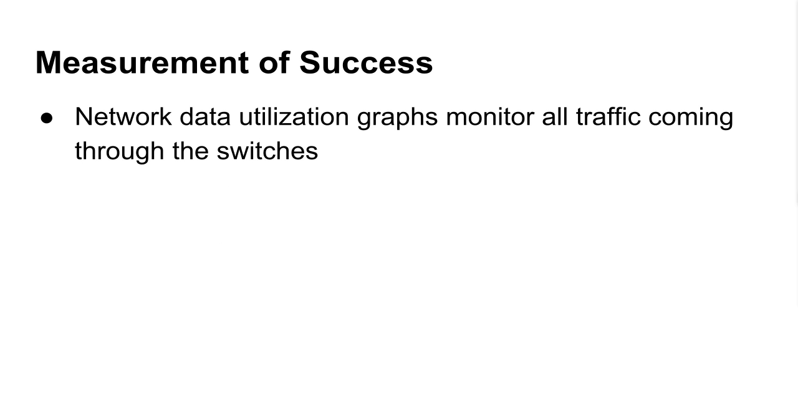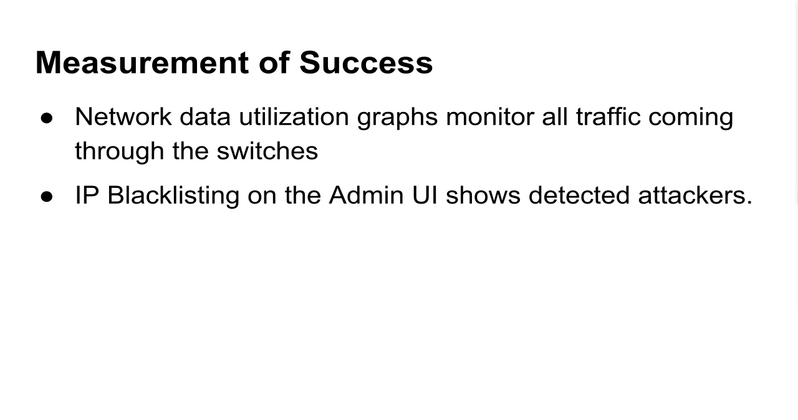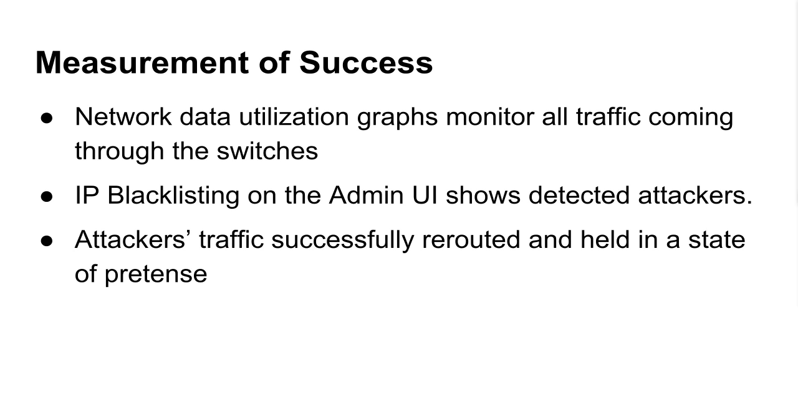For our measurements of success, we're basically having network data utilization graphs that monitor all the different traffic coming across the switches so that an administrator can make knowledgeable decisions about how to control the flow of the network. We want to be able to blacklist the IPs and show where the attacks have come from before, so that it can be used in the future. And we also want attacker traffic successfully rerouted and held in a state of pretense.